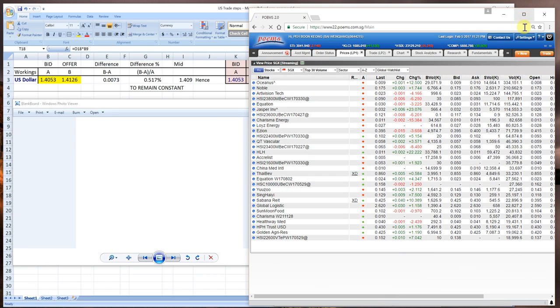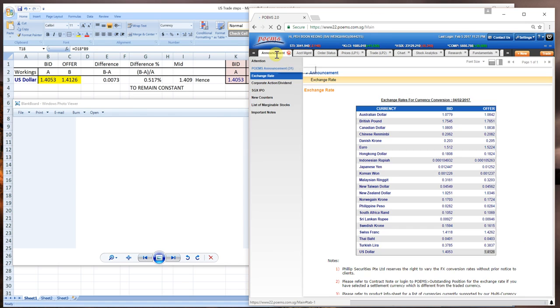Okay, so let's start off. I'll be showing you an Excel sheet table, and I'm going to show you how to obtain the exchange rates on Poems 2. So this is Poems 2 over here. What you need to do is click on the announcement, click on the exchange rates, and you'll be presented with the list of exchange rates offered by Poems 2.